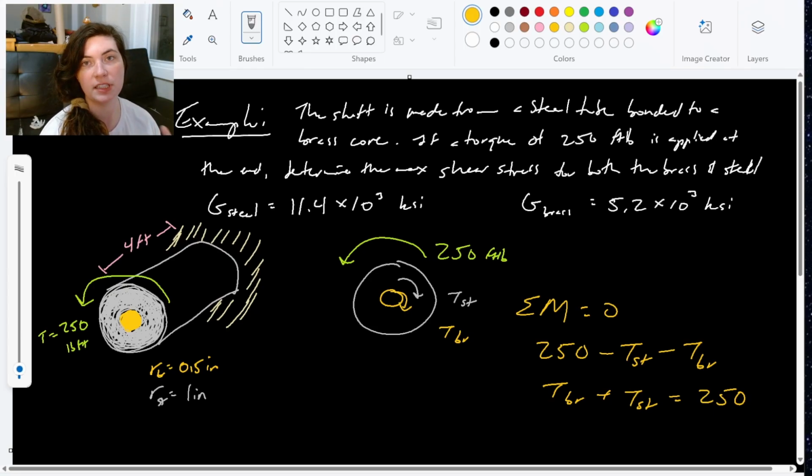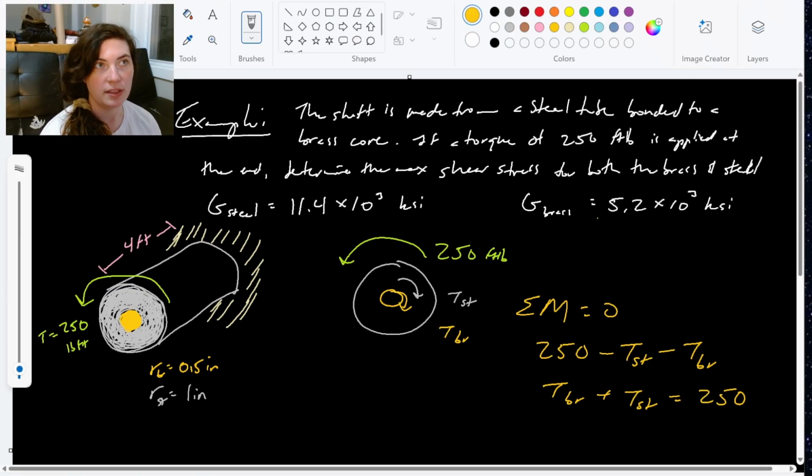So even though it's not fixed on both ends, there is a rotation happening. It's still in equilibrium in the sense that both the brass and the steel have to move to counteract that moment, right? So that's how it's still a statically indeterminate problem, because we have two reaction torques that we don't know, that we need to find a compatibility equation for, right? Find a relationship to find what the torque in the steel and the torque in the brass is, so that then we can go back and calculate our shear stress.